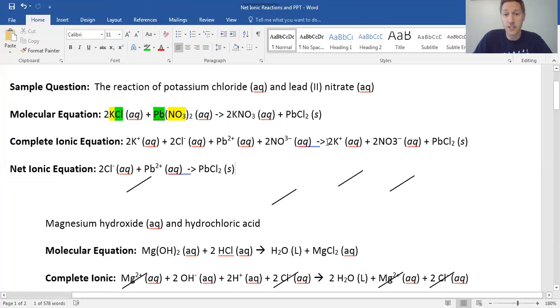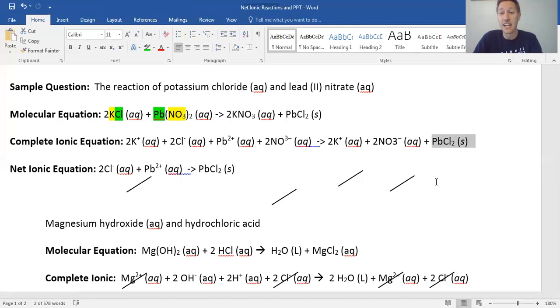And then on the right side, we're going to do the same thing. We see the K is still aqueous, so we're going to give him a charge, what he's supposed to have, and put him aqueous. The NO3 is aqueous. The PbCl2, it's a solid. Therefore, we're not going to put it as an ion, even though they are ions. They're actually sticking together. They're now a compound that's found each other, and they're going to stay together.